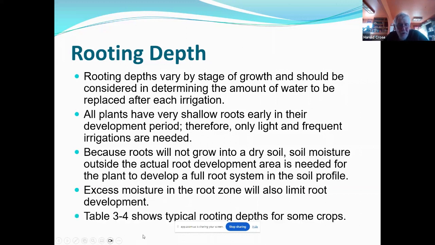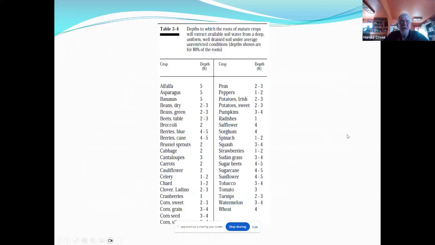And table 3-4 shows typical rooting depths for some crops. I put some of these, again this is in the irrigation guide, and it shows what those rooting depths are for the predominant crops that are growing. And that is, again, when you have that first conversation with the landowner, you're able to say, well, you're growing beans and they have a rooting depth of 2 to 3 inches.